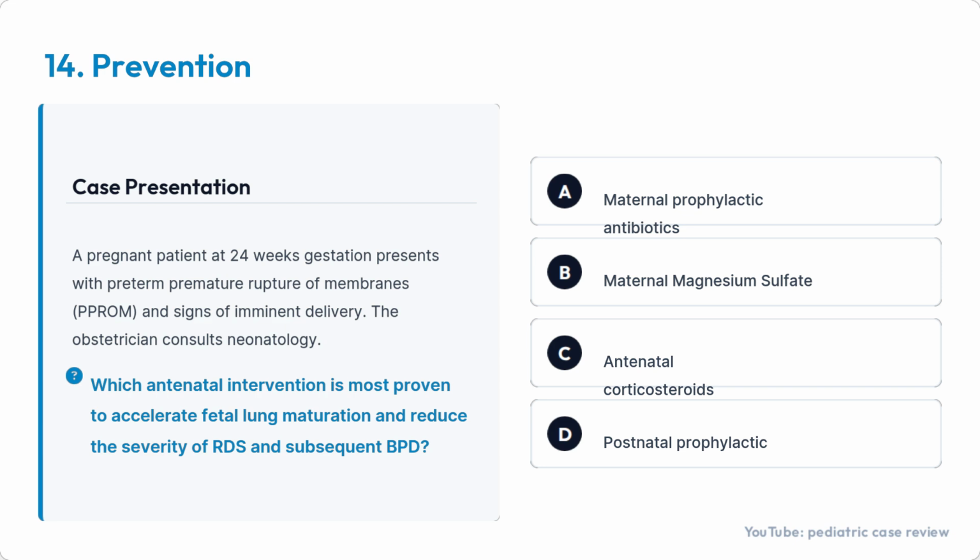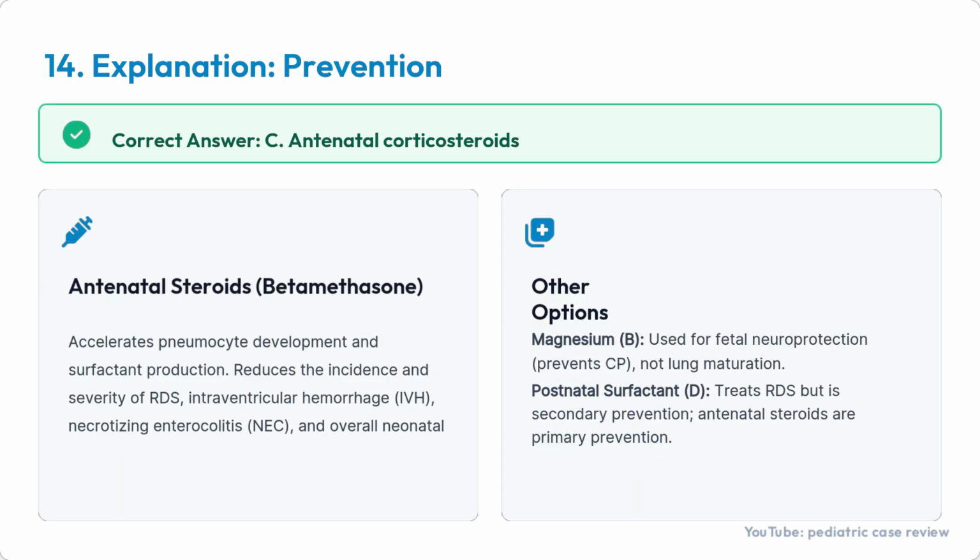Option B, magnesium sulfate. Option C, antenatal corticosteroids. Option D, postnatal surfactant. The correct answer is option C, antenatal corticosteroids.